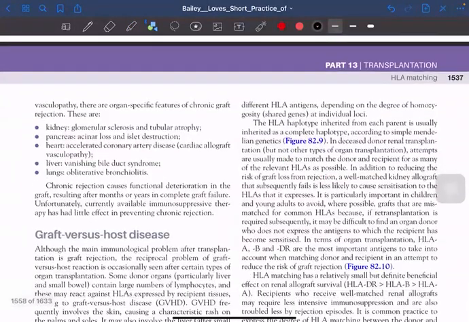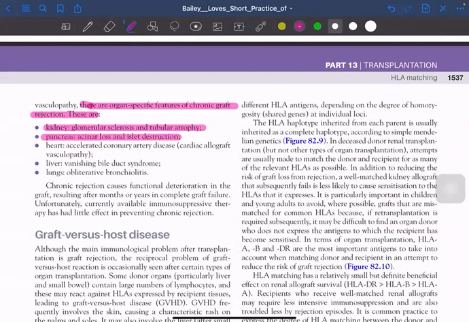The most important MCQ point is coming here: what are the organ-specific features of chronic graft rejection? Kidney showing glomerular sclerosis and tubular atrophy. Pancreas showing acinar cell loss and islet cell destruction. The heart is showing accelerated coronary artery disease. The liver is showing vanishing bile duct syndrome, and the lungs are showing obliterative bronchiolitis.